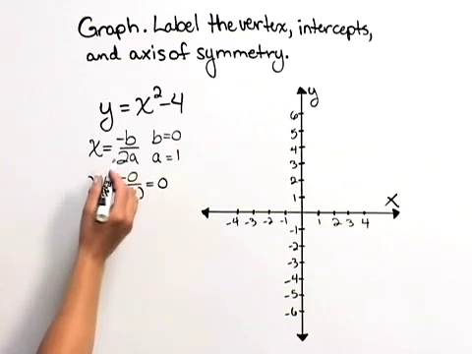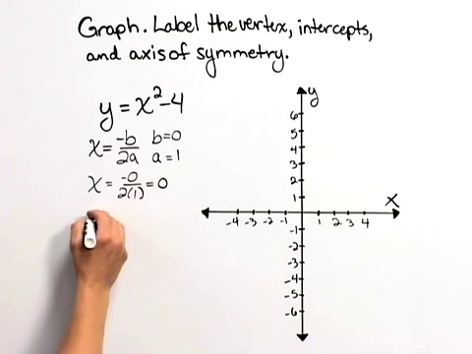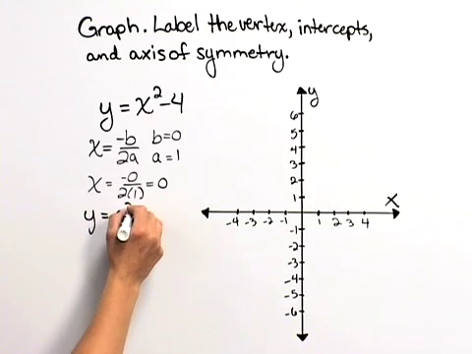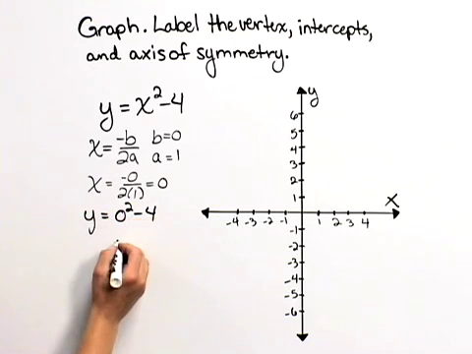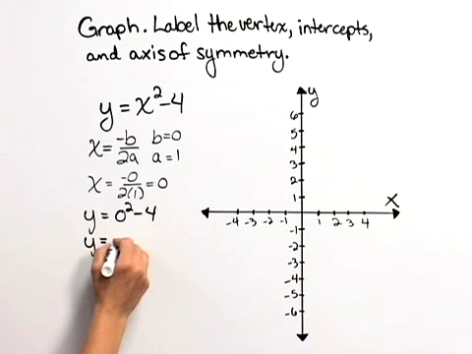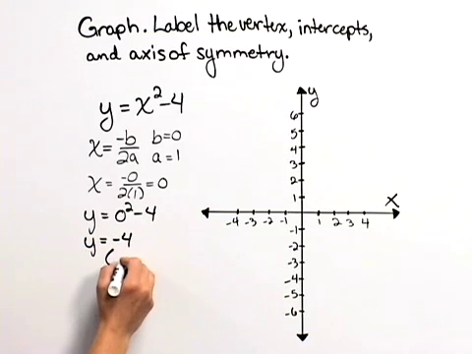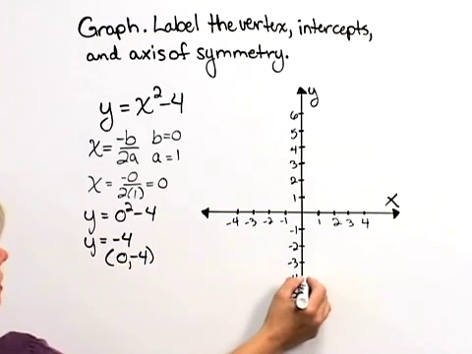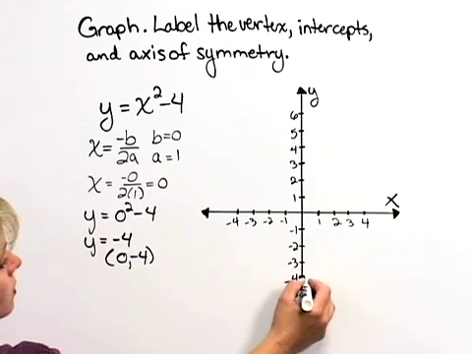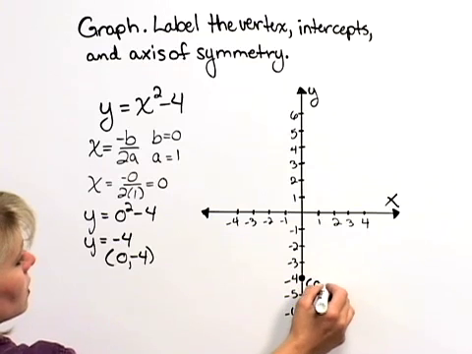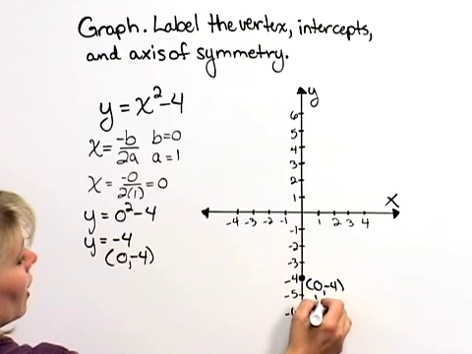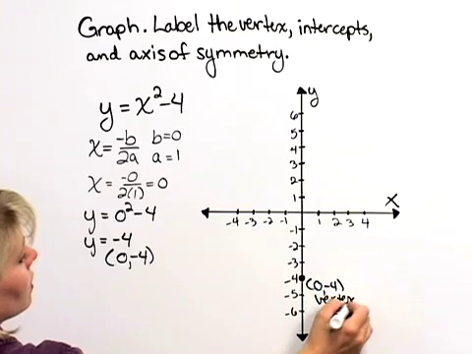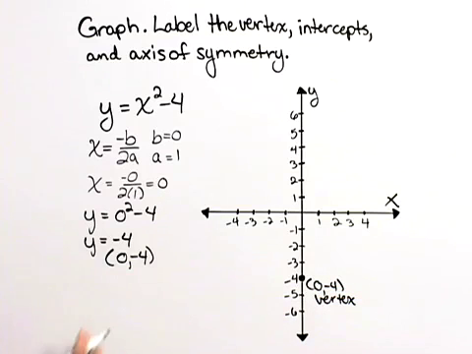Now if I plug that in to find my y-coordinate of my vertex, y is going to be 0 squared minus 4. So y is negative 4. So my vertex is at 0, negative 4. Notice that that's also the y-intercept. So the y-intercept is 0, negative 4, and my vertex is 0, negative 4.